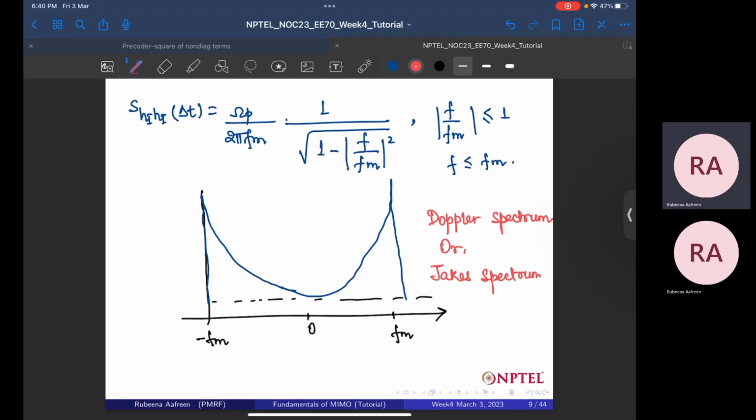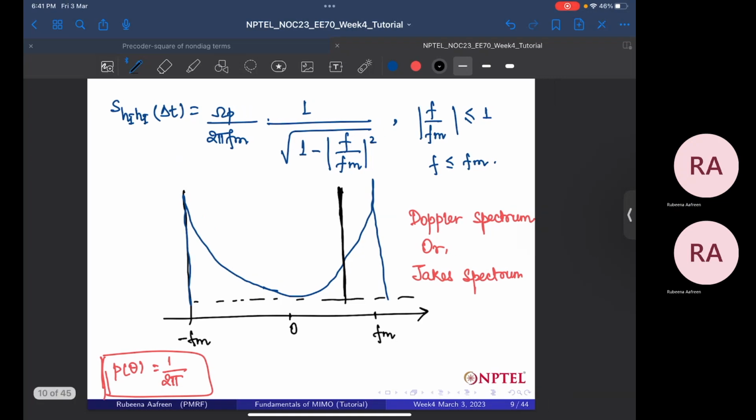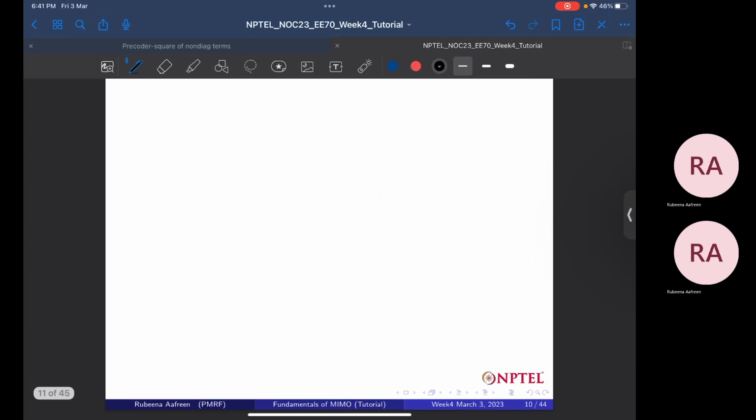Okay, so why Doppler spectrum? Because obviously it is due to the mobility effect. And again, I want to say that p theta is assumed as 1 upon 2 pi, that means isotropic scattering. If we have one LOS component, then the PSD will vary as there will be one specular component here. You must have seen that type of question in, I guess, assignment 3. So we will move on.